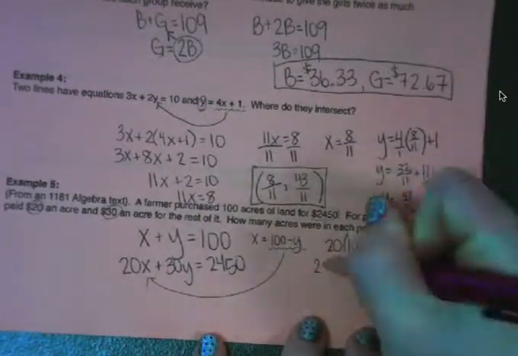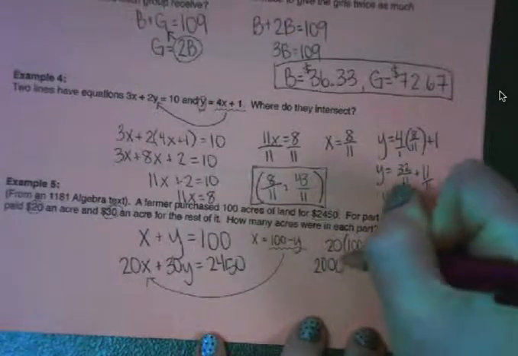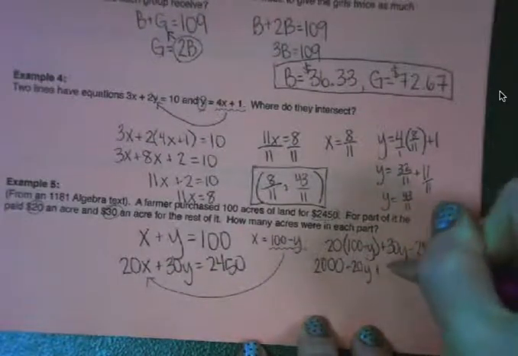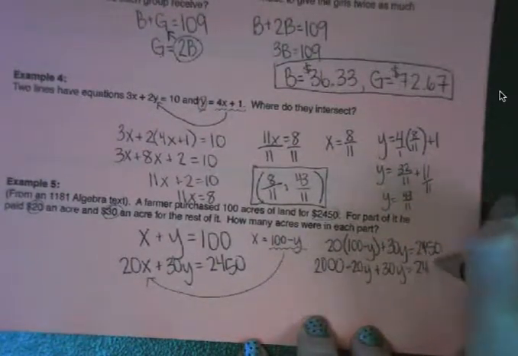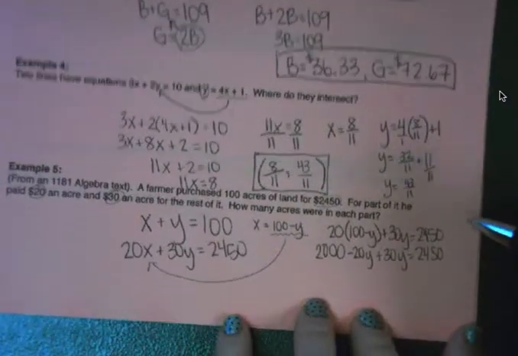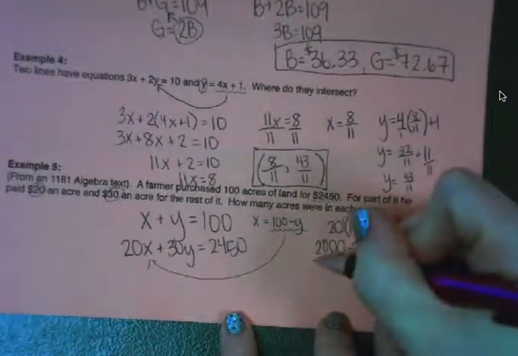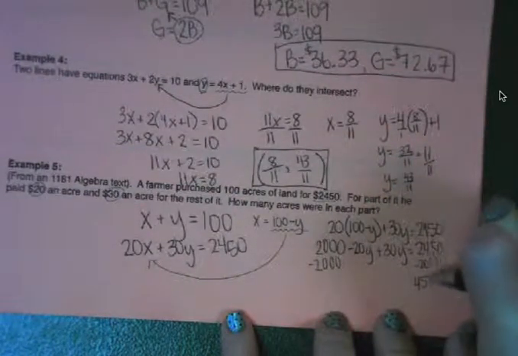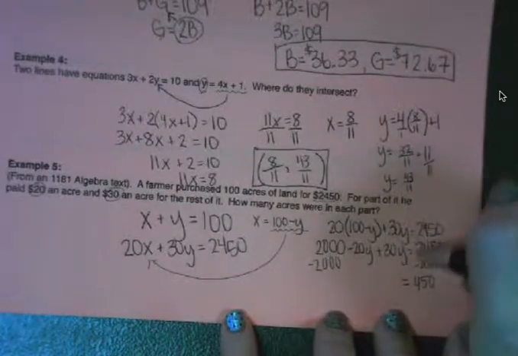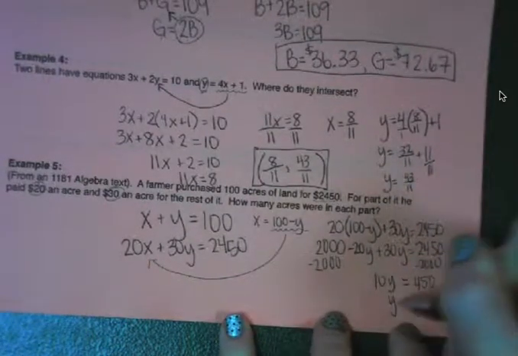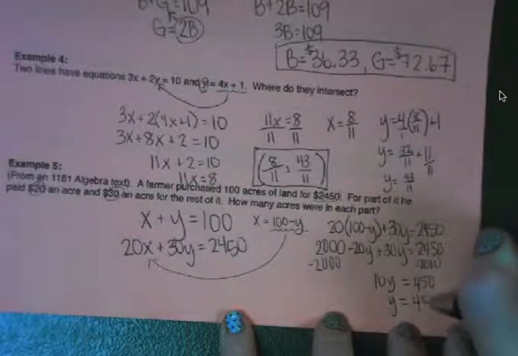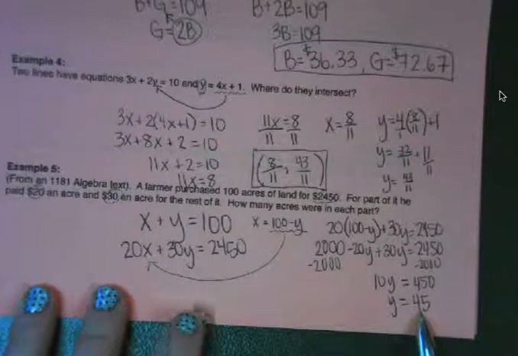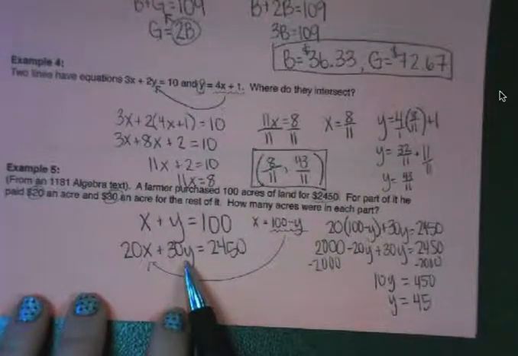So we have 2,000 minus 20y plus 30y equals 2,450. We subtract 2,000. Negative 20y and 30y is 10y. So y equals 45. So this is telling me that I have 45 acres at the $30 price.